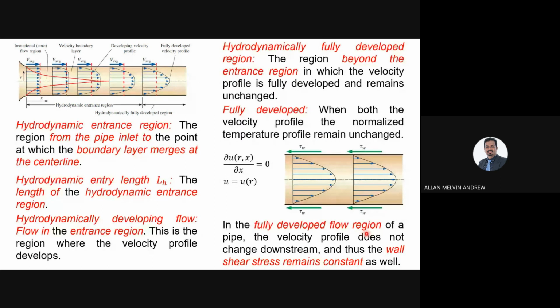In the fully developed flow region of the pipe, the velocity profile does not change downstream. Downstream meaning fluid normally will move from upstream to downstream. In Malay we call it ulu ke hilir. So it will move from higher pressure, higher point, to lower pressure, lower point. At the fully developed flow region, after this the velocity profile will be the same, and the shear stress remains constant. So the friction on the wall will remain constant.